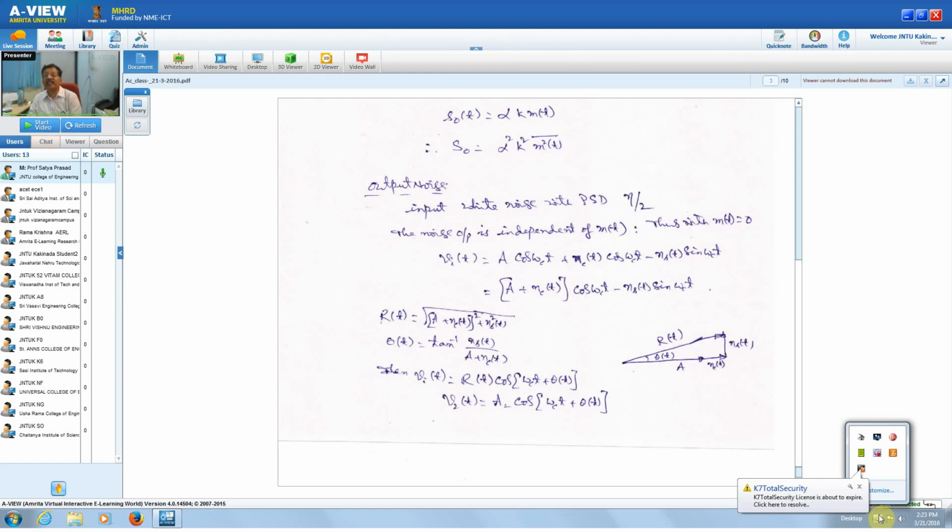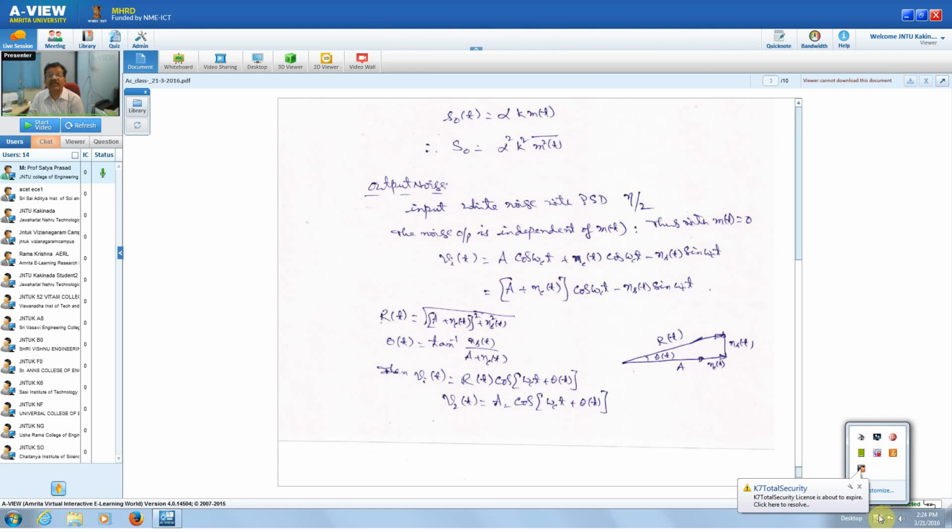That's why the input signal with the noise is A cos omega_c t plus the in-phase noise signal and the quadrature-phase noise signal, that is A cos omega_c t plus n_c(t) cos omega_c t minus n_s(t) sin omega_c t, where n_c(t) is the in-phase quadrature amplitude and n_s(t) is the out-of-phase quadrature noise signal. So the total input signal as far as the noise is concerned is A cos omega_c t plus n_c(t) cos omega_c t minus n_s(t) sin omega_c t, with m(t) equal to 0.